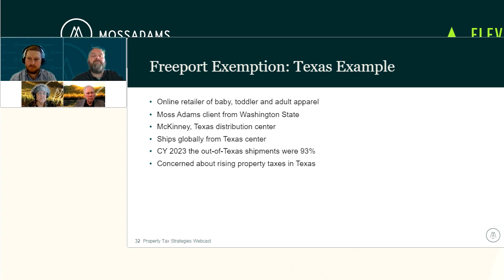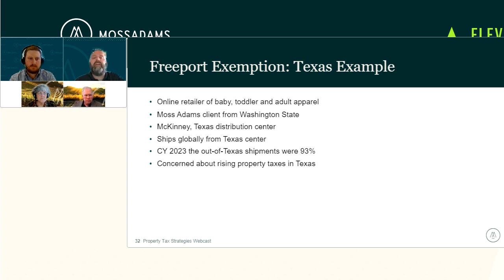But they are an online retailer. They started as baby and toddler clothes and have now started to get into some adult apparel as well. They're based in Washington State. A large majority of their goods are produced overseas, mostly in Southeast Asia and China, and then shipped to the U.S. and they have a McKinney, Texas distribution center.